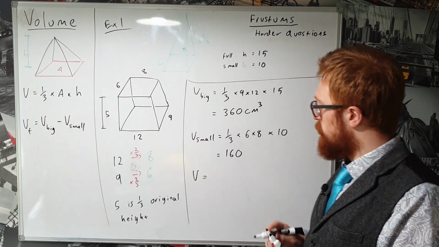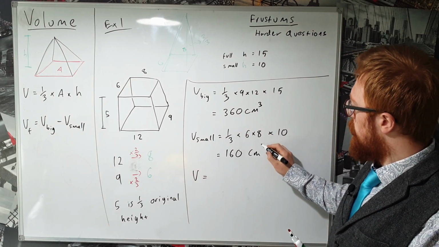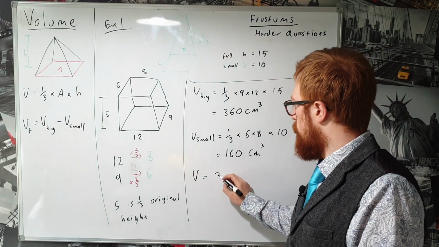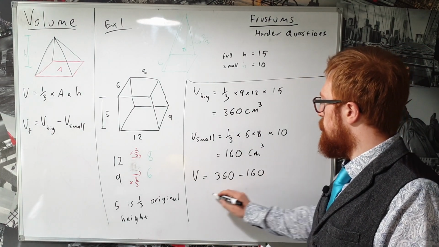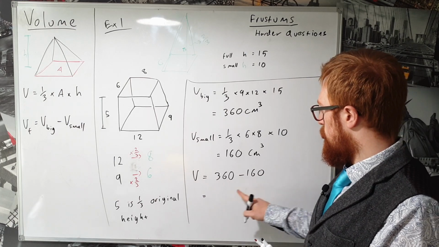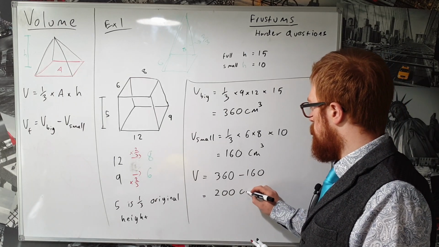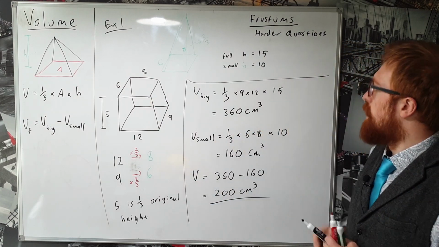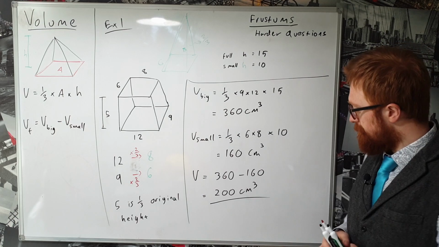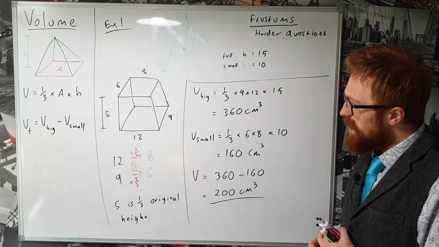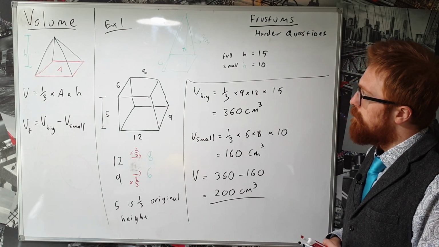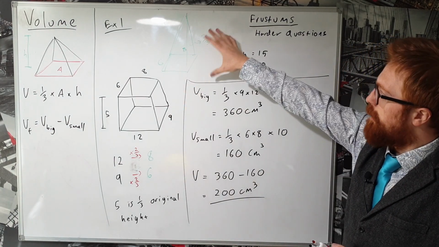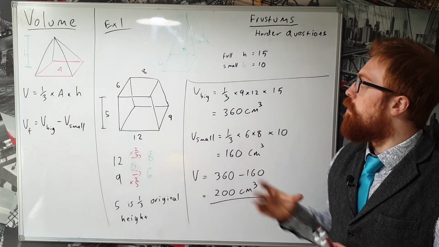So my volume of the frustum is the big volume take away the small volume. So you get 360 minus 160, and that gives me a final answer of 200 centimetres cubed. Because we'll assume all these were in centimetres. We'll pretend I said that at the start. Good. So a slightly more tricky problem, but this first method is using scale factors and identifying how big this top pyramid was compared to the whole pyramid.